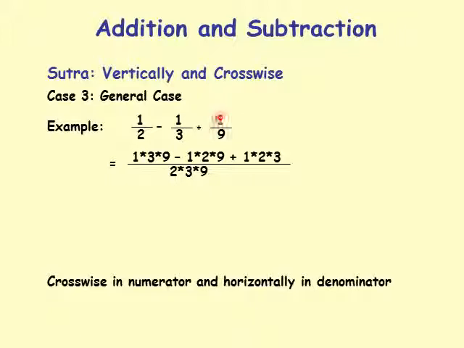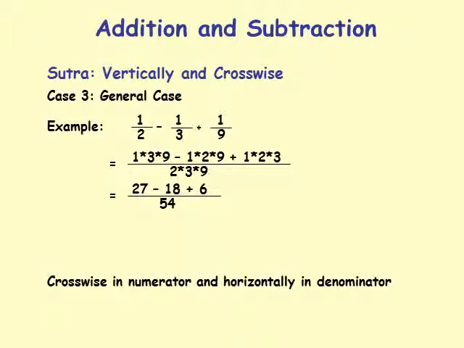For this 1 over 9 term, one crosswise term is 3, another crosswise term is 2. So I'm going to multiply 1 by 2 and also by 3. So 1 times 2 times 3 is the contribution of this one to the numerator. And for the denominator, we're going to multiply horizontally 2 times 3 times 9. That's my denominator here.